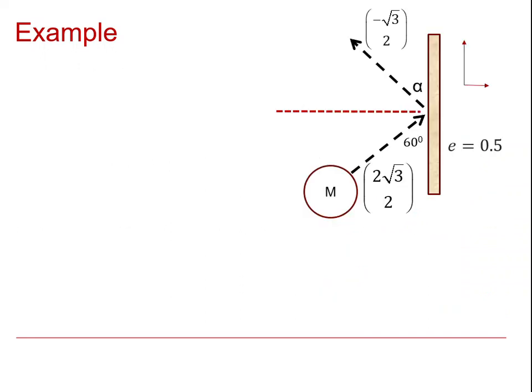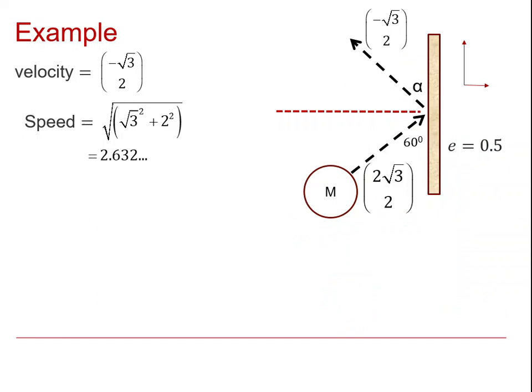Now the question asked us what was the speed and velocity. So now that we've got the velocity vector, we can answer the question. The velocity is minus root 3 and 2 with respect to the axes shown here, and the speed, using the usual Pythagoras calculation, is the hypotenuse of a triangle with sides 2 and root 3. There we are. So you'd expect that to be 3 plus 4, that's root 7, which is 2.6, etc.